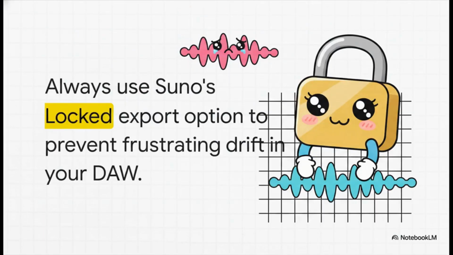Now, if you're downloading stems from Suno, there is a golden rule you absolutely must follow. Always use the Wave Tempo Locked Export option. See, AI-generated stems naturally have a tendency to drift around in tempo just a tiny bit. If you just download the standard audio and drop it into your DAW, it will not snap perfectly to your project's grid, and I promise you, it will drive you completely crazy trying to align it. The Tempo Locked feature fixes this before you even download it. It is a massive headache saver.